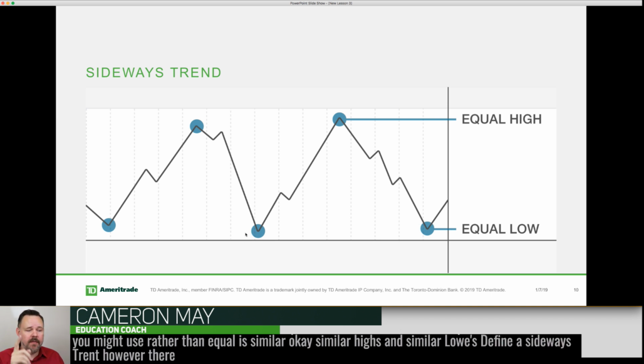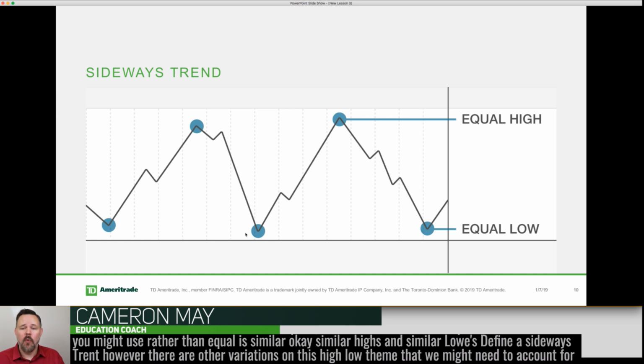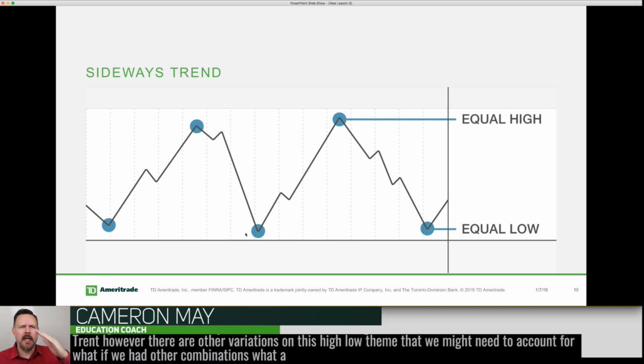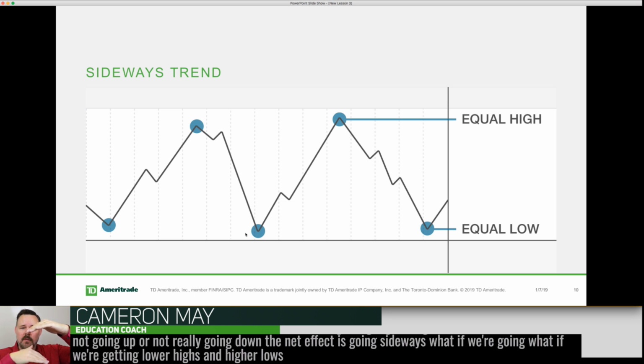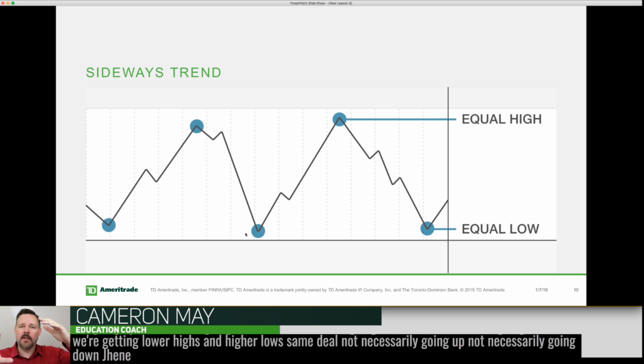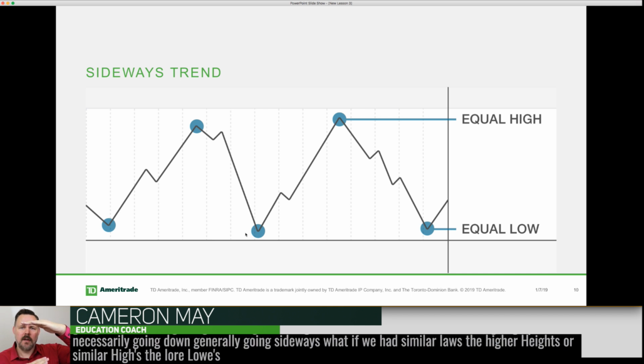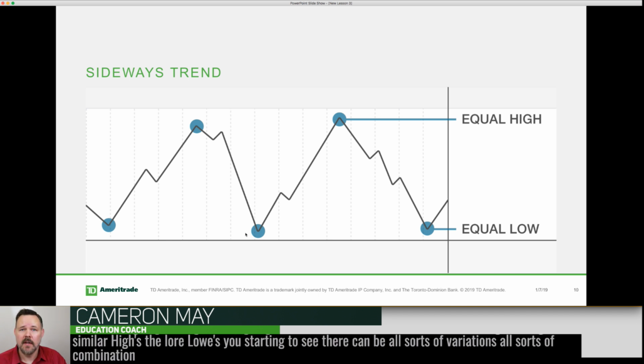However, there are other variations on this high-low theme that we might need to account for. What if we had other combinations? What if we were getting higher highs but also lower lows? Well, we're not going up, we're not really going down, the net effect is going sideways. What if we're getting lower highs and higher lows? Same deal. Not necessarily going up, not necessarily going down, generally going sideways. What if we had similar lows but higher highs? Or similar highs but lower lows? You're starting to see there can be all sorts of variations, all sorts of combinations.